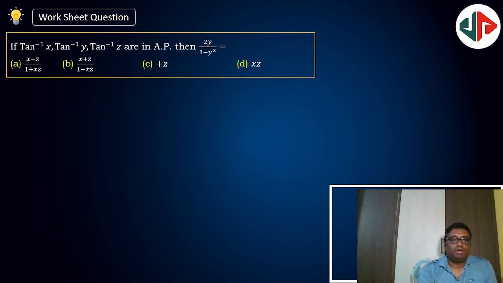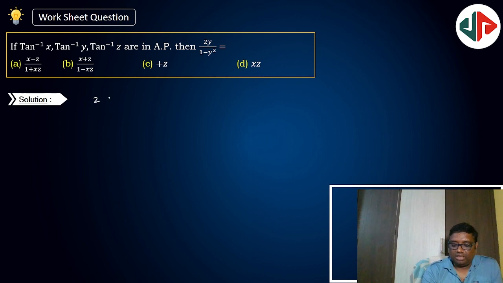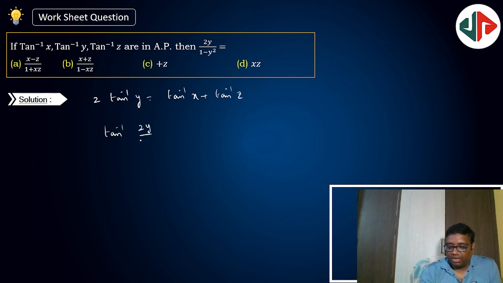Tan inverse of x, tan inverse of y, tan inverse of z are in arithmetic progression. What is this value? So it is nothing but 2 times tan inverse of y is equal to tan inverse of x plus tan inverse of z. So this is nothing but tan inverse of 2y by 1 minus y square is always equal to tan inverse of x plus z by 1 minus xz.